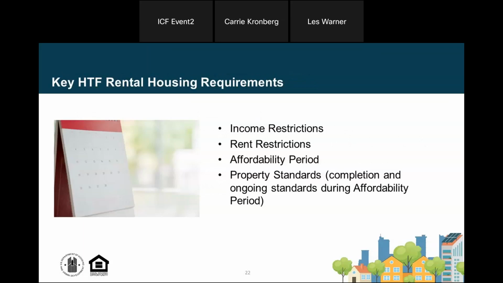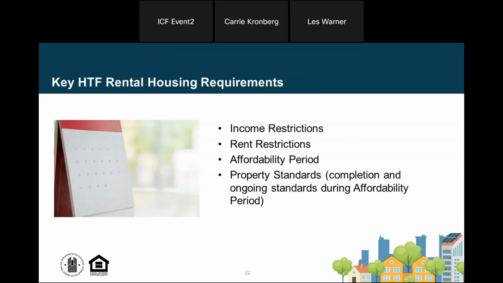So let's look a little more at some of those key restrictions. We mentioned our rent, our income and affordability periods. We're also going to talk a little bit about property standards, and property standards are going to apply not only at the point that we complete that construction or rehabilitation, but they will also apply during that affordability period.